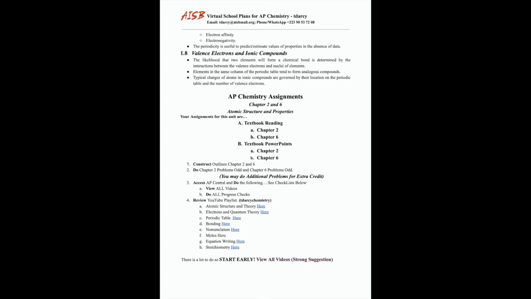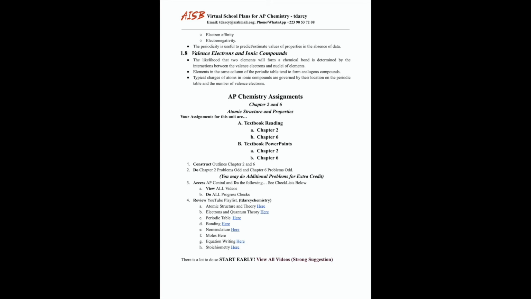Now, Unit 1 is chapters 2 and 6. You have to read each chapter, outline each chapter, do the odd problems, and look at the PowerPoints for each chapter. That's really it. You have to also go through a checklist that I'll describe in a moment. We also have videos that you can review when you're starting with material that you've already learned, but you may want to review it before we go into the AP chemistry nature of it.